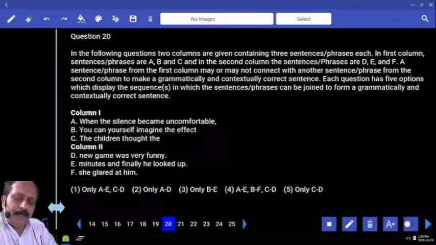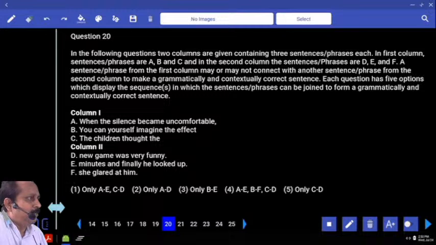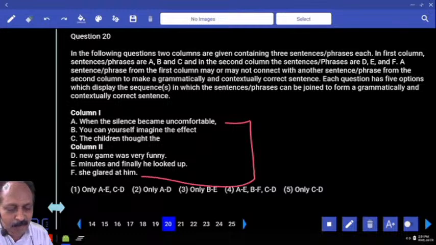When the silence became uncomfortable, now imagine a scenario, easy for you to imagine. A boy and a girl went on a date, and the boy doesn't speak. The girl waits. Uncomfortable silence. The girl becomes angry or not? What is this guy up to? He doesn't open his mouth. She gets irritated. That means you can consider A and F or not. Definitely you can consider. Hold that one. You can yourself imagine the effect.